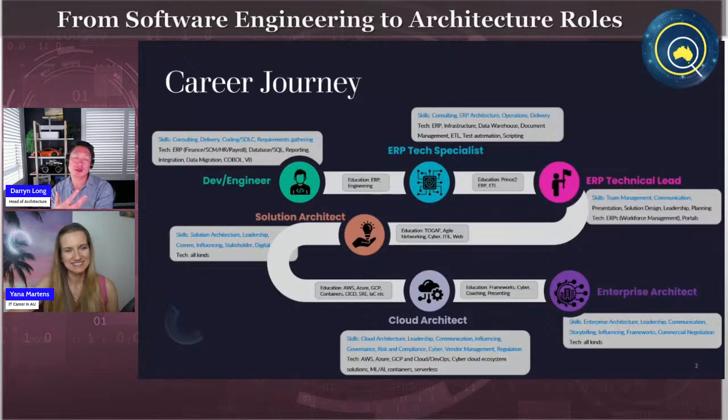But then being a good architect, there's a whole bunch of soft skills required, as well as technical knowledge, as well as interacting with the business. So those key elements are important, as well as doing what an architect does. So doing solution designs, right?